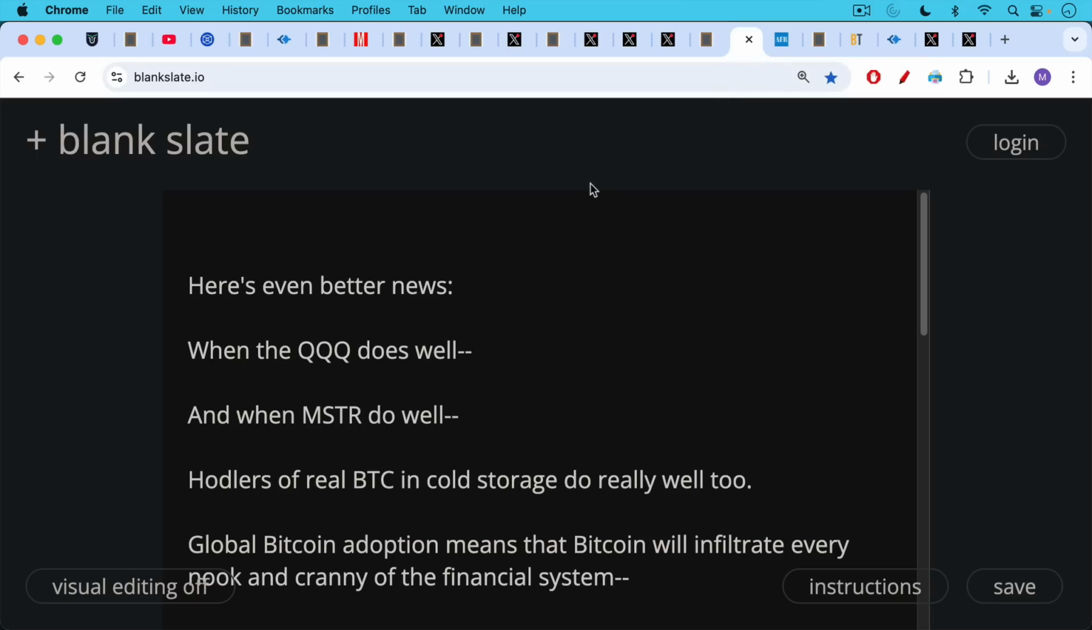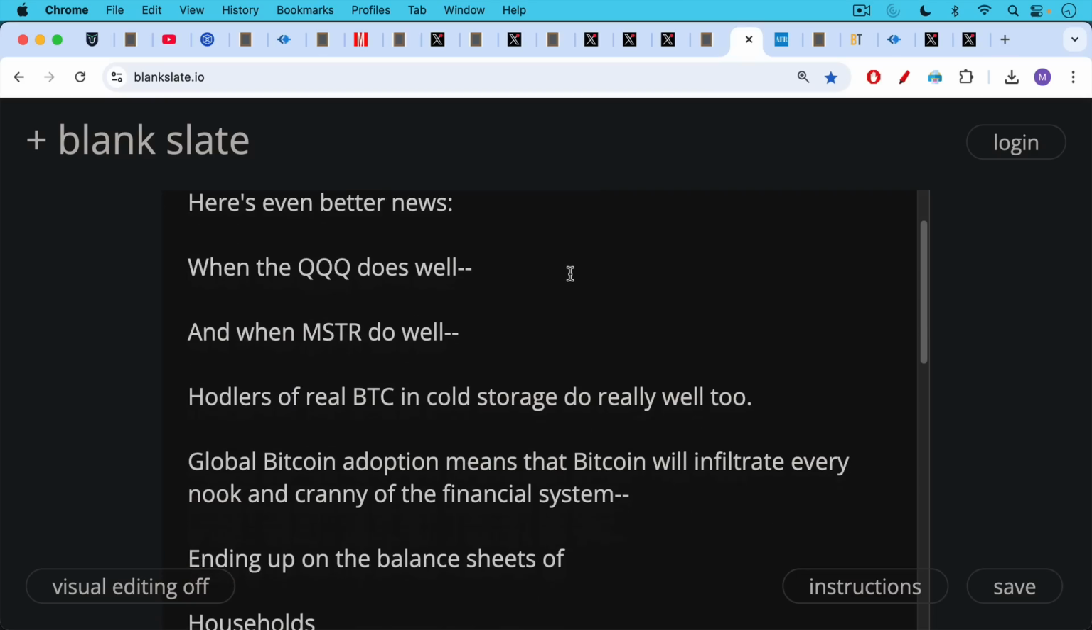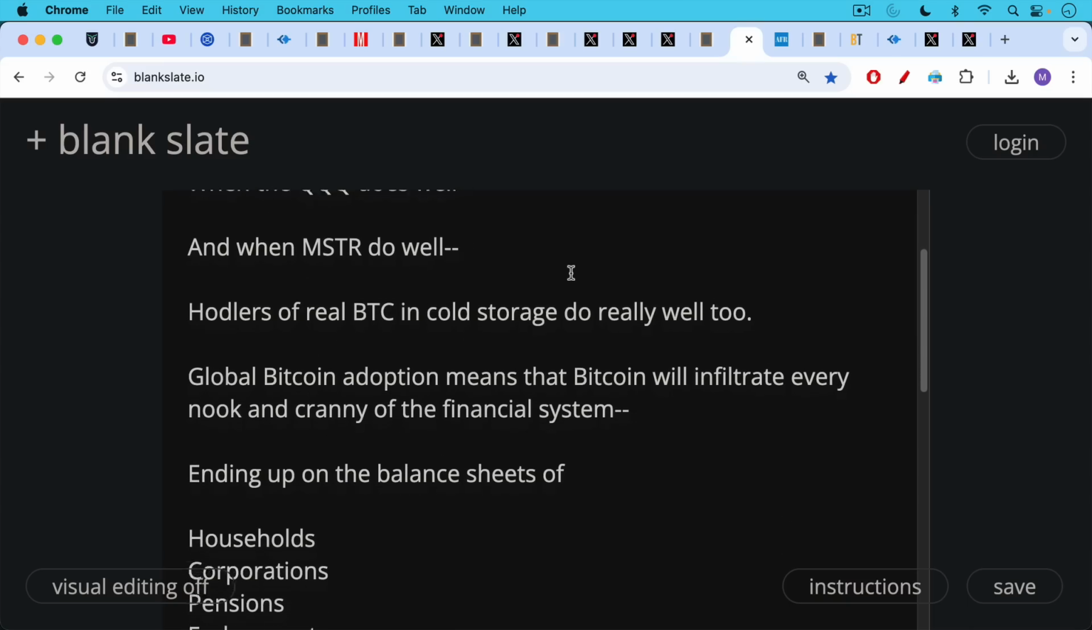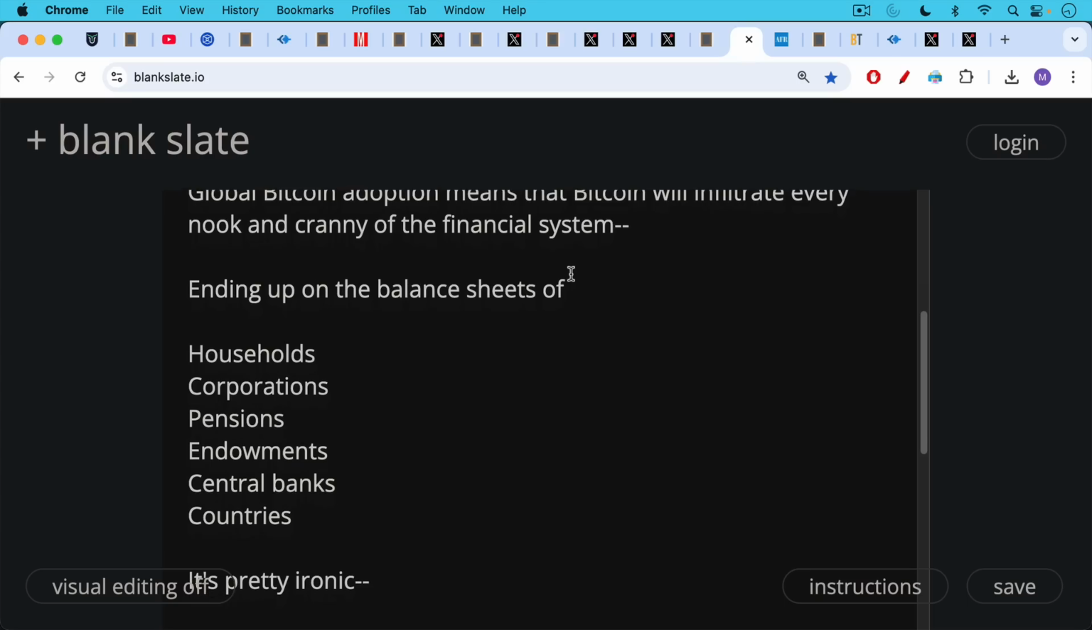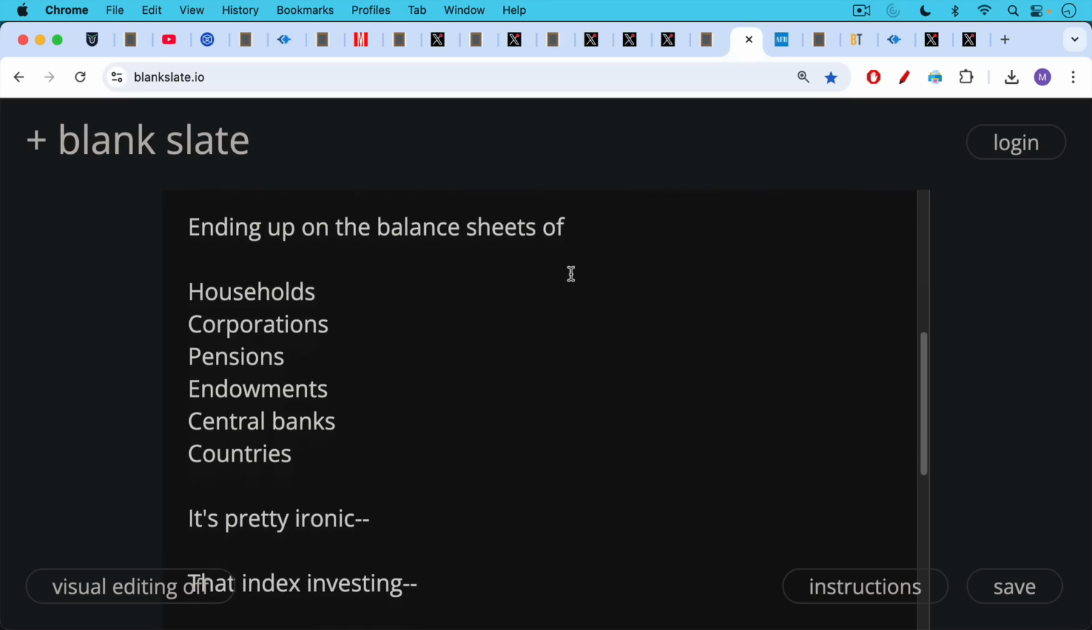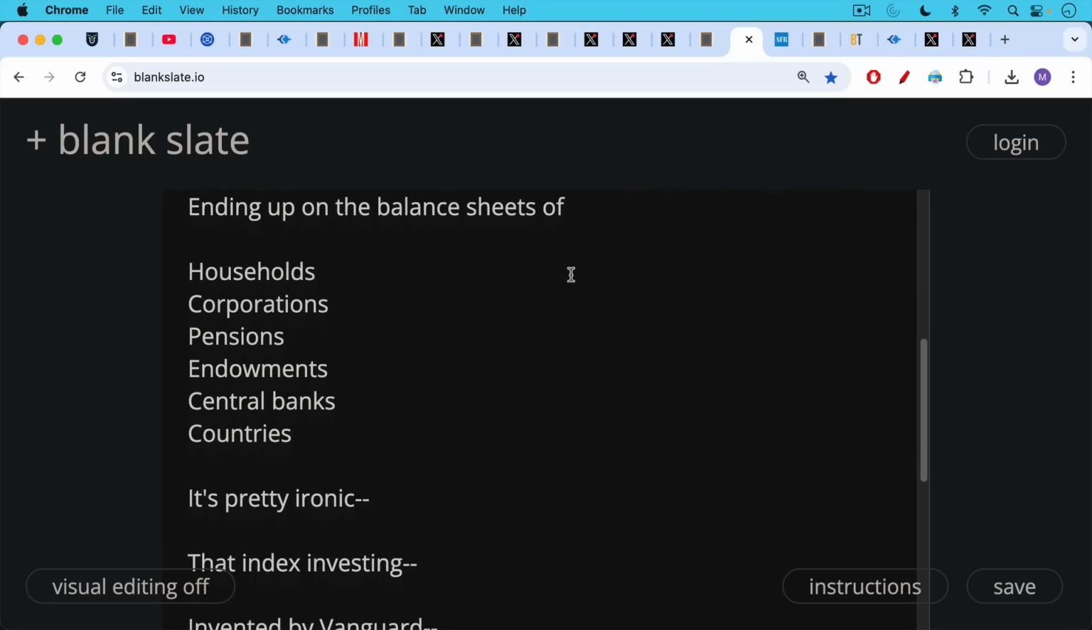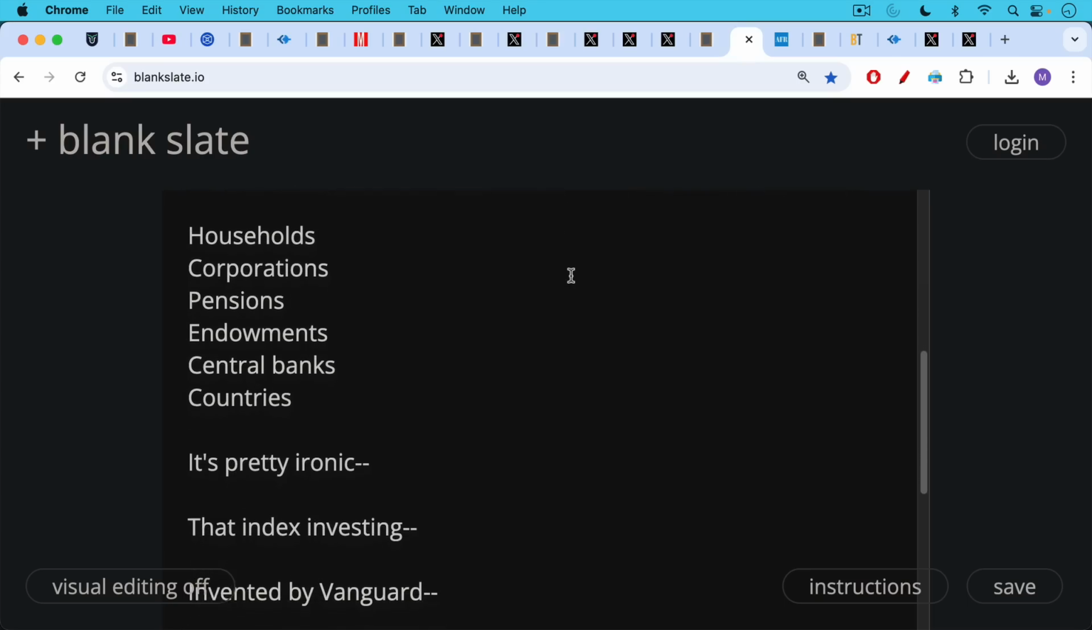When the QQQ does well and when MicroStrategy does well, hodlers of real Bitcoin in cold storage like you and me do really well as well. Global Bitcoin adoption means that Bitcoin will infiltrate every nook and cranny of the financial system, ending up on the balance sheets of households, corporations like MicroStrategy, pensions, endowments, central banks, and even countries, as we are already seeing in the race to accumulate Bitcoin that we've been seeing recently.